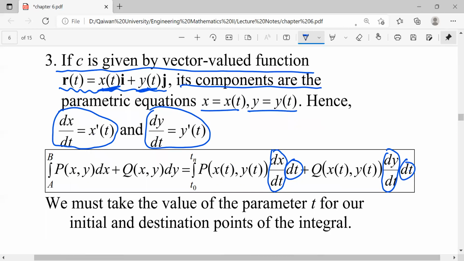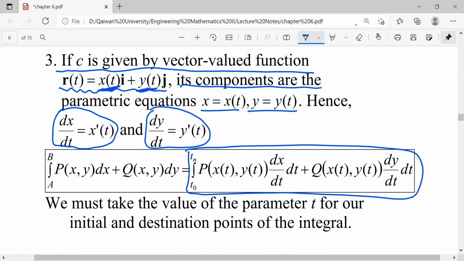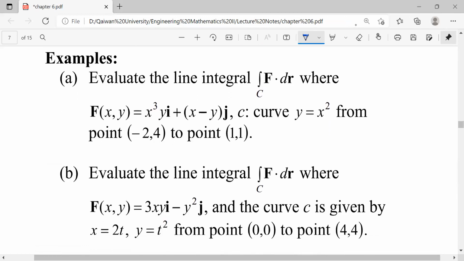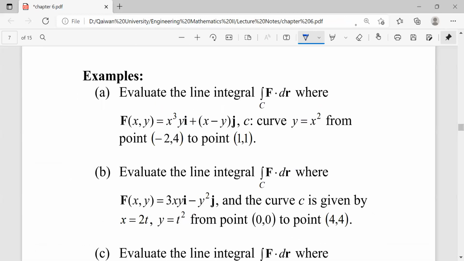We have this rule for finding the arc length if we are given parameters. But be careful here. The limits of the integration must be with respect to t. The limits of the integration are t naught and tn. So even if t is not given, we must find it. So now we have some examples.